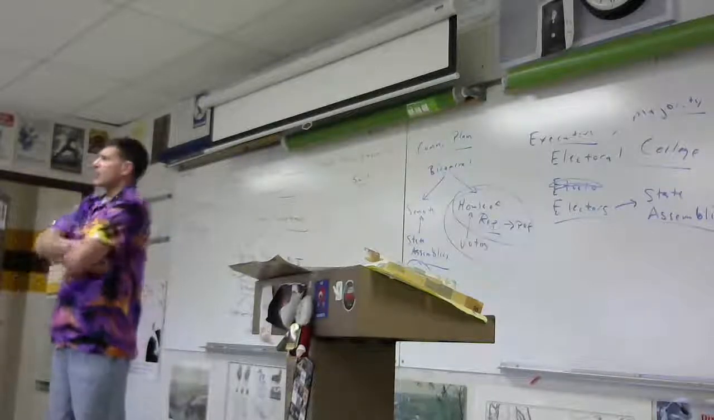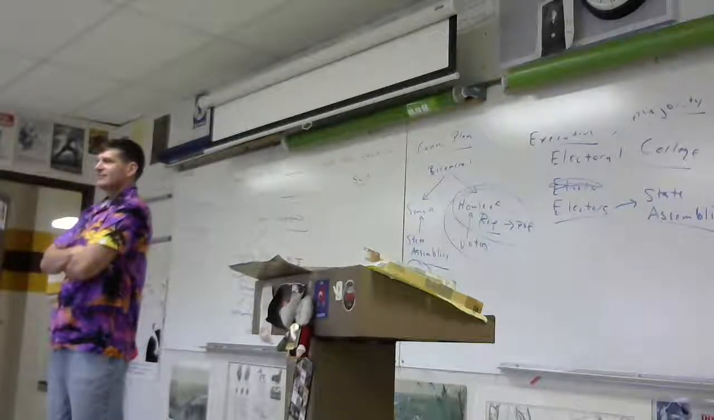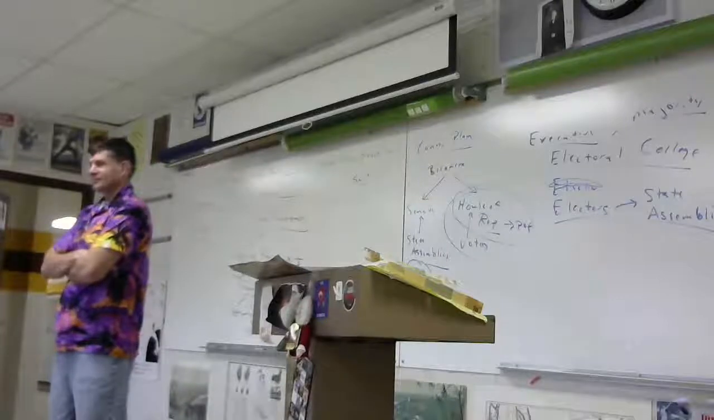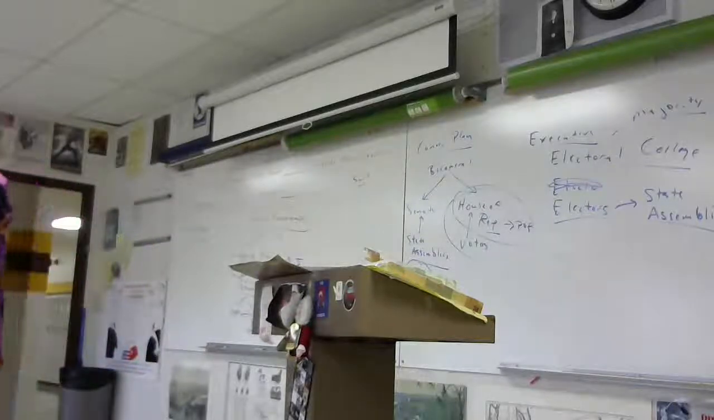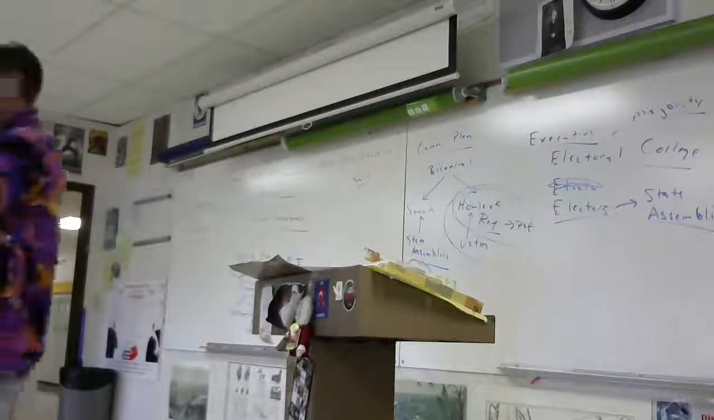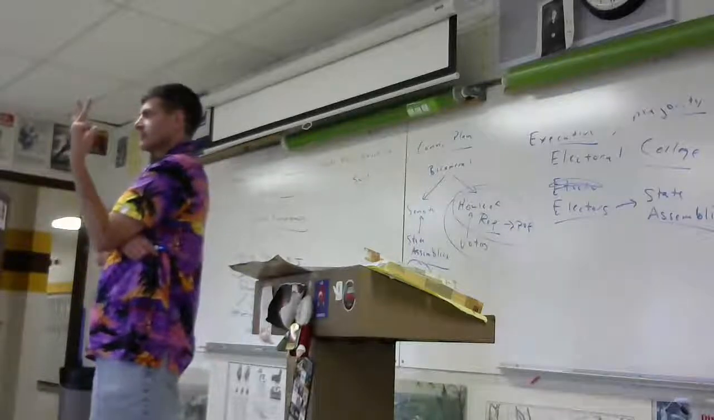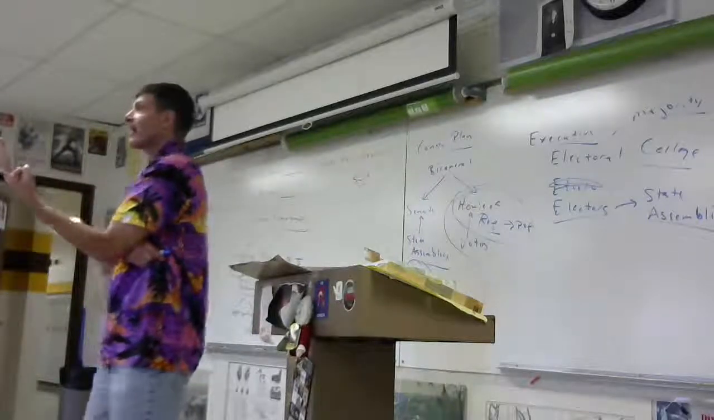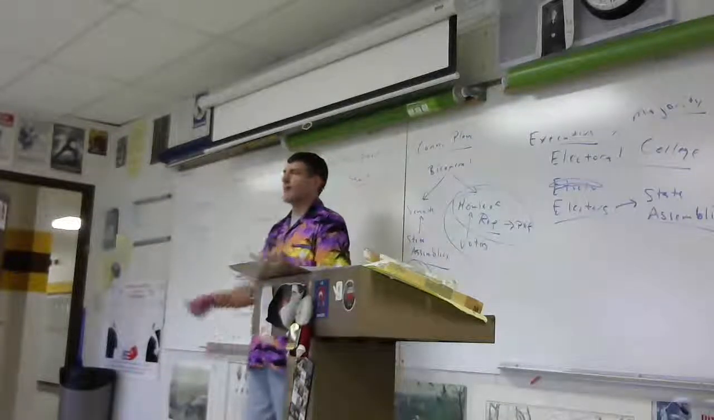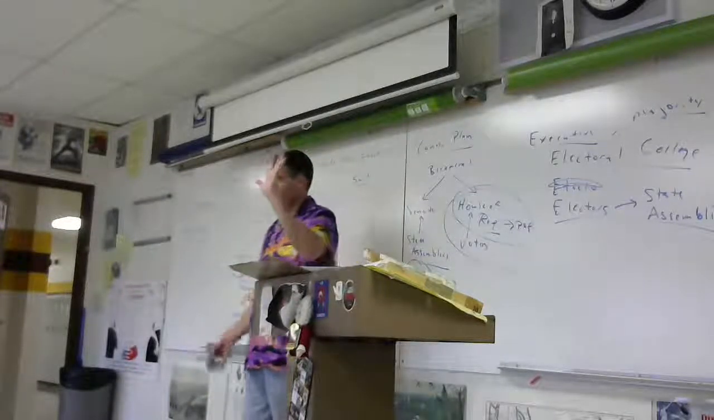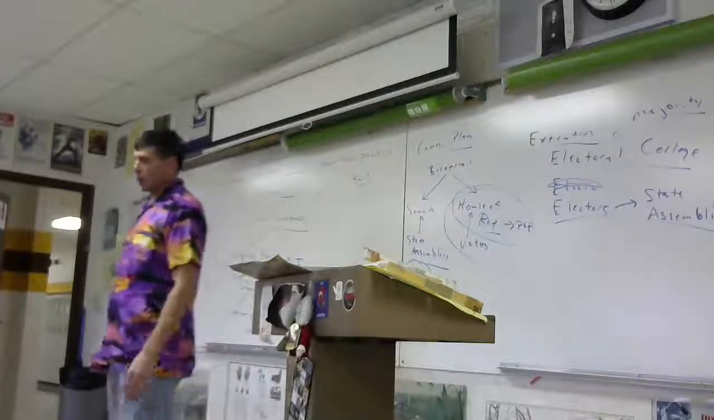How many electors does each state have? How many electors does Montana have? Three. Why does Montana have three? Because you combine the members of the Senate and the House, and Montana has three. California has 55. So that's how it works.